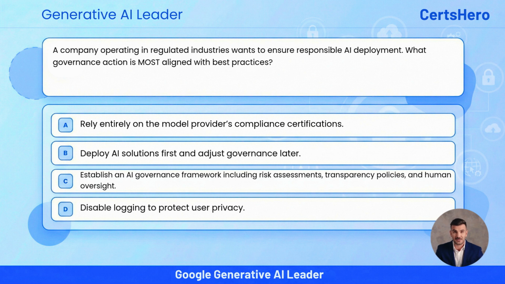Question number 3. A company operating in regulated industries wants to ensure responsible AI deployment. What governance action is most aligned with best practices?